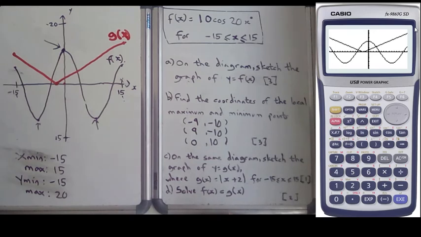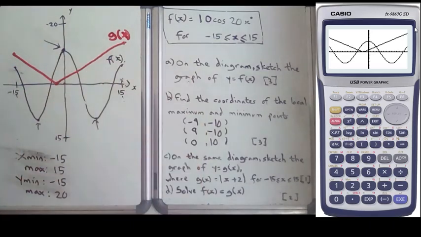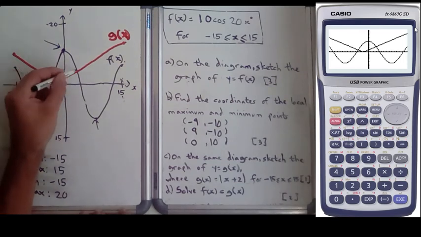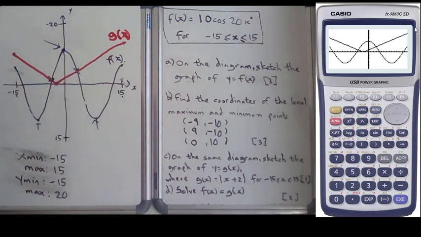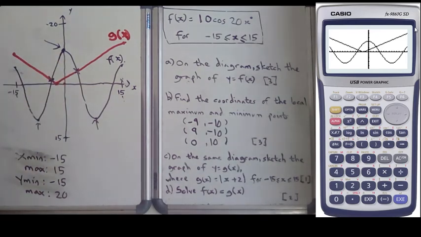Part D, for 2 marks, solve f of x equals g of x. So where does this line equal that line? As in, where is 10 cos 20x the same as the absolute value of x plus 2? When do they give the same value? For what value of x does that happen? You can see these functions have the same value here and here. It's basically where these lines intersect, that is when they are equal. It's when the same value of x returns the same value of y at this point and at this point. So that is when f of x equals g of x.